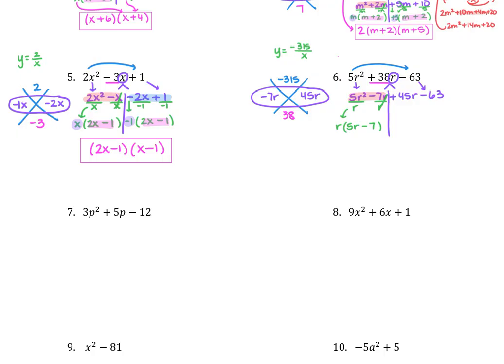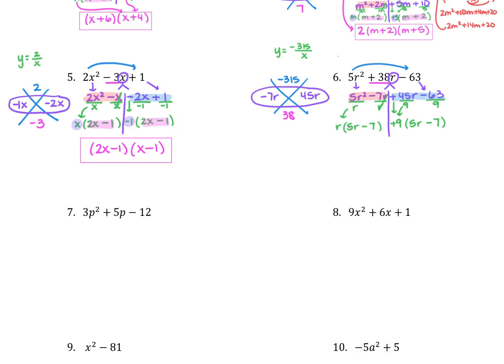Now I'm going to look at the back binomial. I'm going to drop this sign down, and I notice that a 9 goes into both. So that's going to be my GCF. They do not share an r in common, so that's my only GCF. I'm going to divide 45r by 9. That leaves me 5r. And -63 by 9 gives me -7.